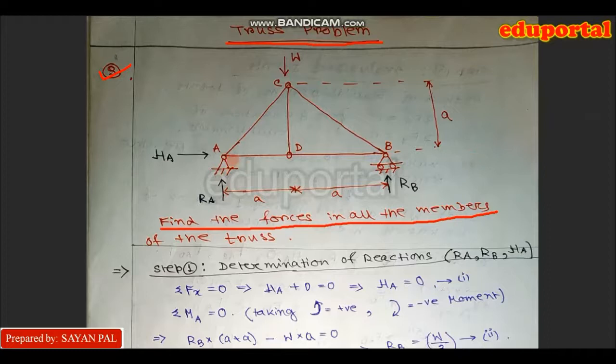We see that the truss has two joints. One is joint A and another is joint B. Joint A is a hinge joint and joint B is a roller joint. At the hinge joint we have two reactions: one is HA, the horizontal reaction, and one is RA, the vertical reaction. At joint B there is only one reaction, RB, which is a vertical reaction. So the total number of reactions is equal to 3.